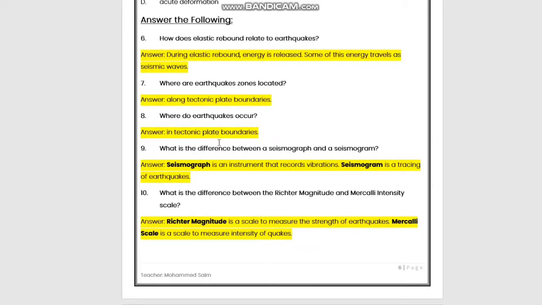Next question. What is the difference between a seismograph and seismogram? Seismograph is an instrument that records vibration of the quakes, and seismogram is a tracing of the earthquake. Number 10, what is the difference between the Richter magnitude and Mercalli intensity scale? Richter magnitude is a scale to measure the strength of earthquakes. Mercalli scale is a scale to measure intensity of quakes.